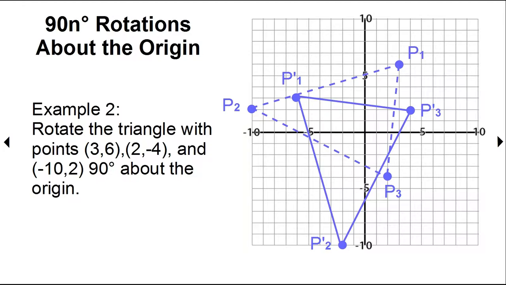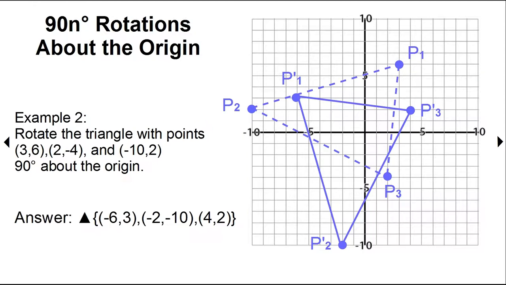I recommend you connect the new points with a solid line. That way you easily see the new shape and the former shape. Here is our answer. You'll notice I put my ordered pairs within set signs, the curly brackets. Make sure to keep your answer in the correct order. If you put a corresponding point in a different spot from its original point, then the answer will be wrong.